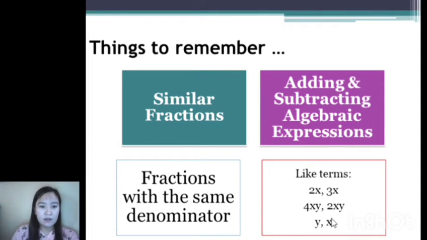So I have here examples of algebraic expressions, and let us identify who among these expressions are like terms. First example, 2x and 3x. That is an example of like terms. 4xy and 2xy is also an example of like terms. y and x is not an example of like terms. So to be able to add and subtract algebraic expressions, it must be like terms.